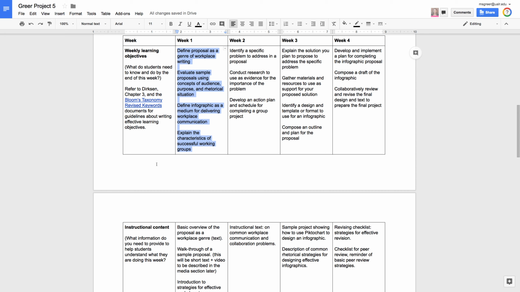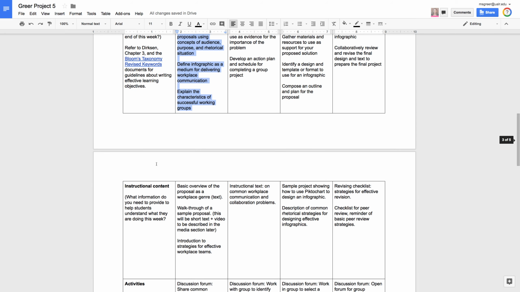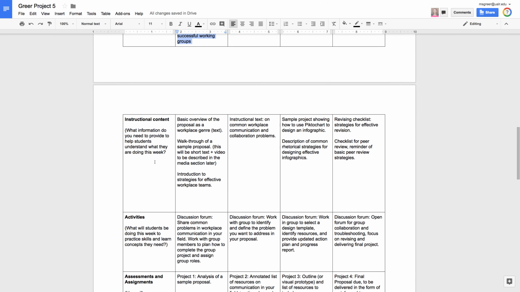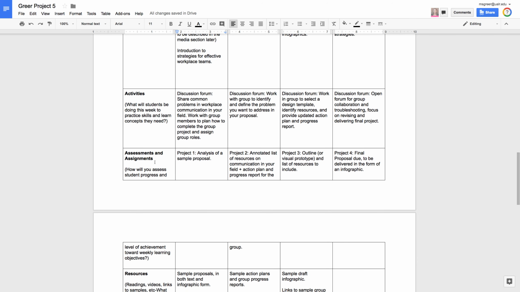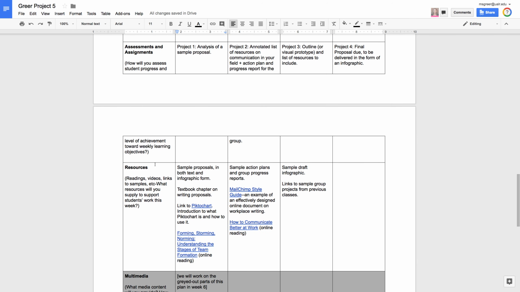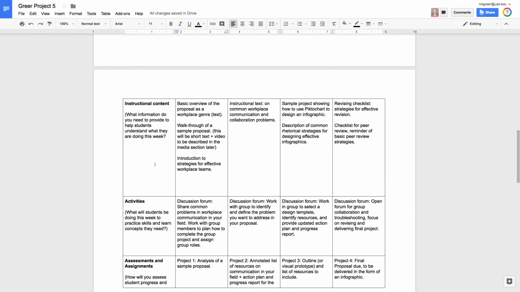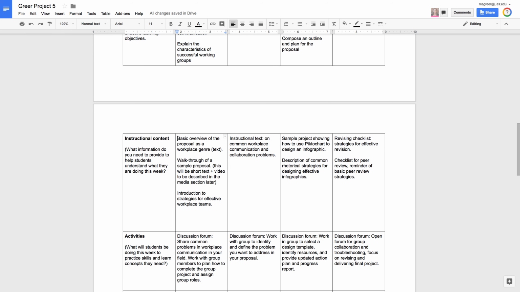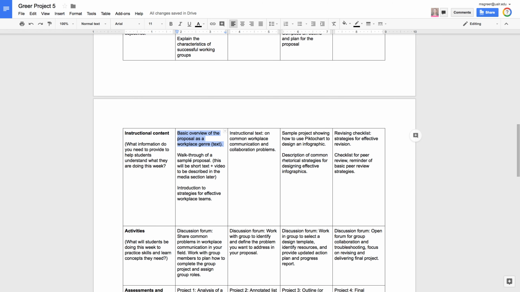So I think to myself, okay, those are the objectives. How do we get there? So that's where I layer in instructional content, activities, assessments and assignments, and then additional resources. So in this case, the instructional content. Okay, first we better define. So, a basic overview of the proposal as a workplace genre. So that's a piece of text on the course website.